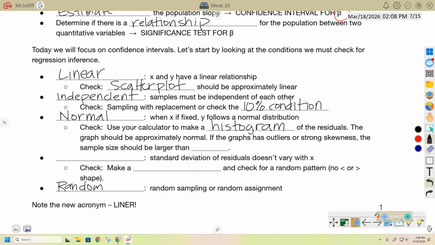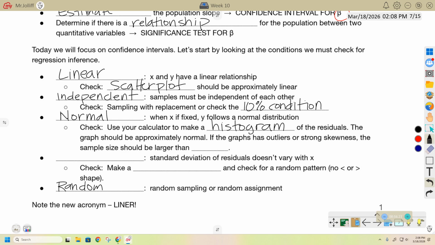Again, most of the problems in the book are going to give you that scatter plot pre-constructed. If not, use your calculator to generate it. Don't take time to do it by hand.